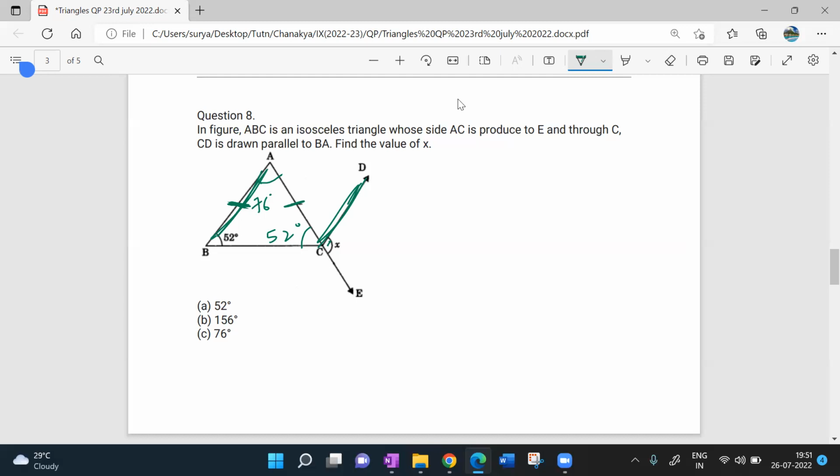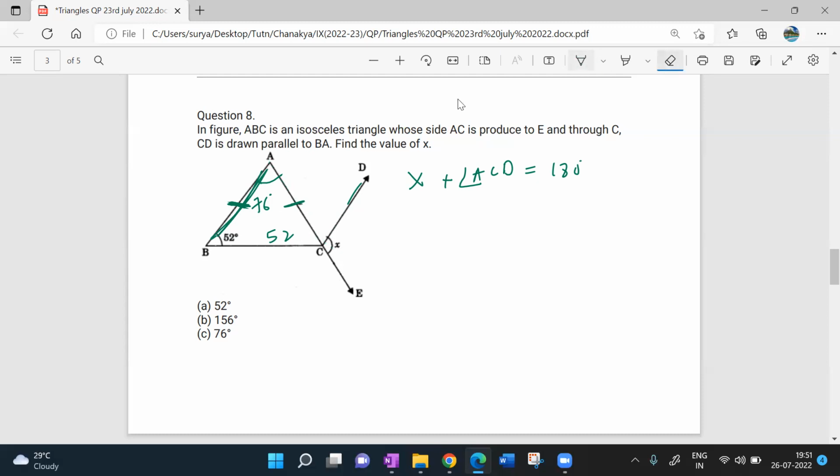We need to find out X here, right? So, how can I find out X? Tell me. Sir, let me write alternate interior angle X plus ACD, beta, is equal to how much? 180 degrees. Yes, sir. ACD, look at this one, 76. Okay, you understand my point or not?